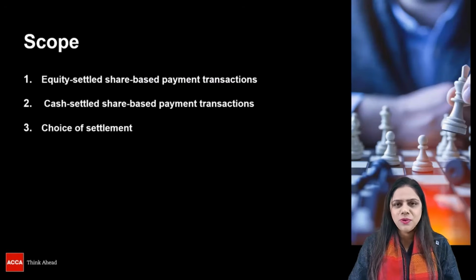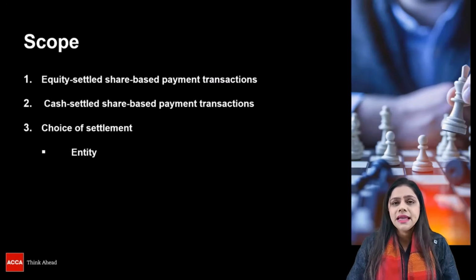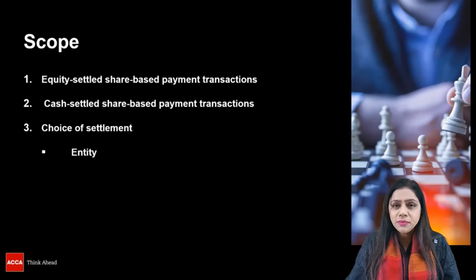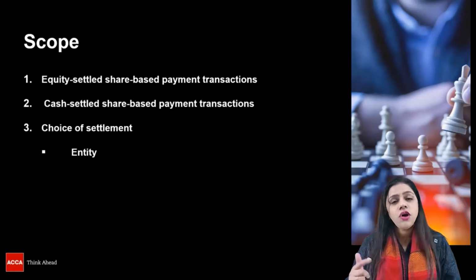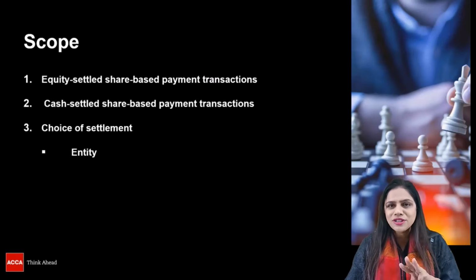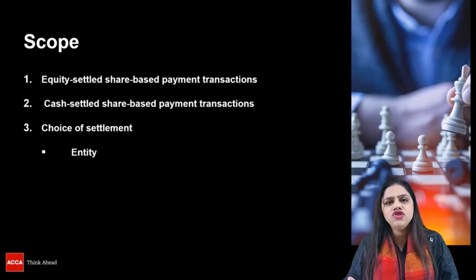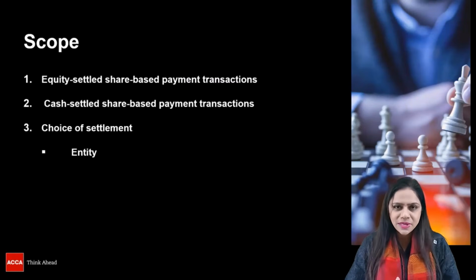And the third very interesting point is the choice of settlement. When we talk about the choice of settlement, the question is who has the choice and what exactly is the choice? The standard says that choice of settlement means that I purchase some goods from you or I take a service from you and we have a choice. Either I can make it an equity settled transaction or a cash settled transaction. So the third point mainly covers points number 1 and 2, and there is a choice between those two. So even when there is a choice, the accounting treatment comes under this particular standard.